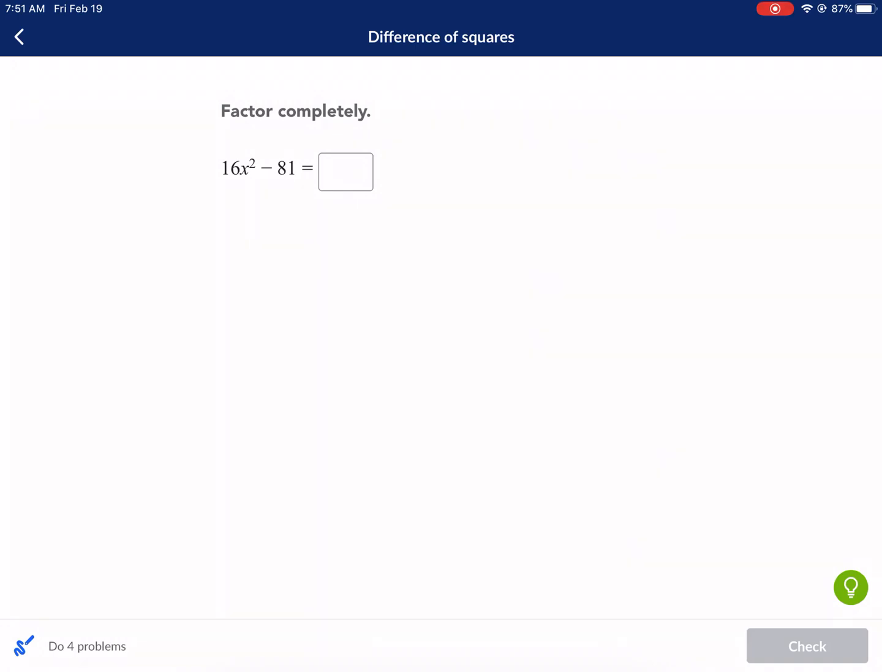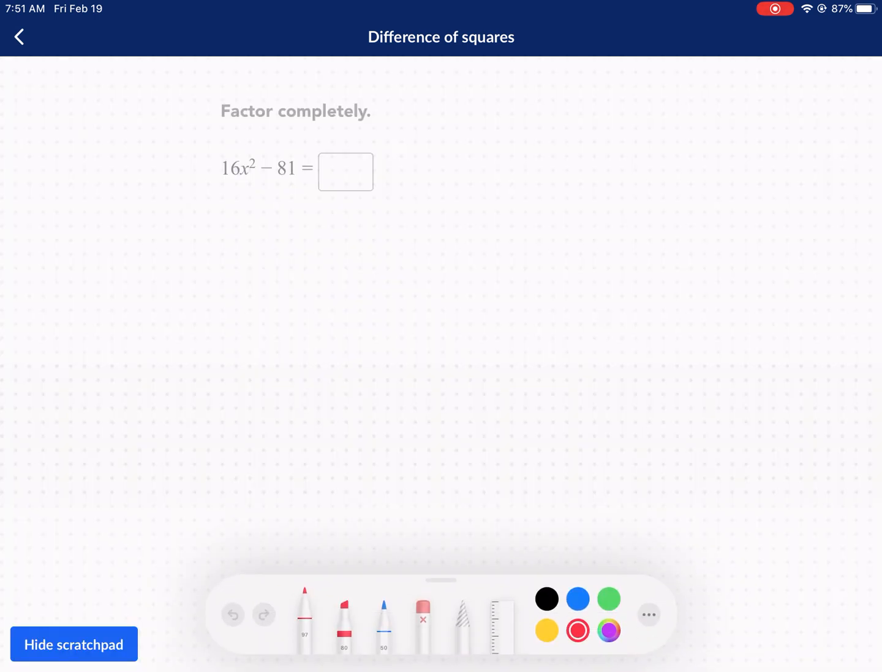This one is difference of squares. We did a difference of squares intro. This one's like the next level. So that one was level 1. This is at least level 2 or 3. So let's go ahead and get started.